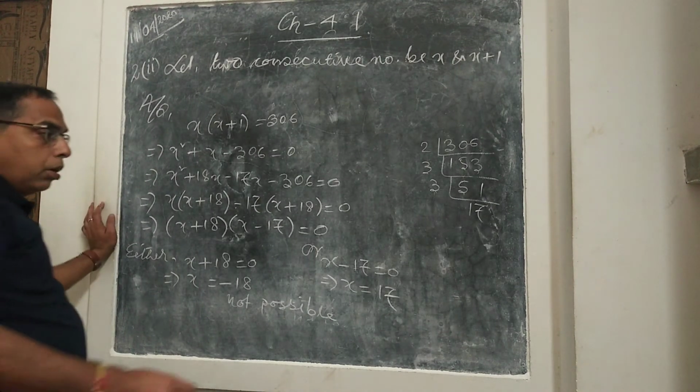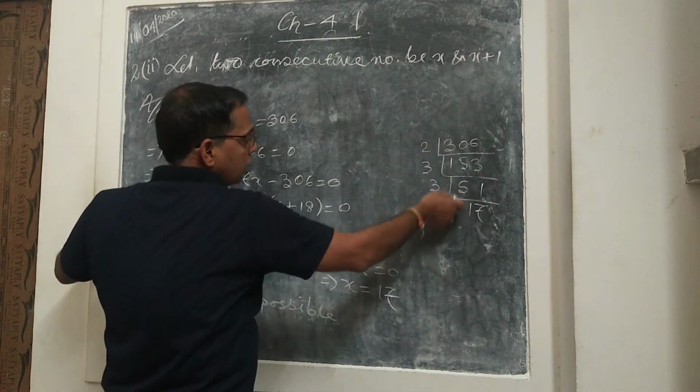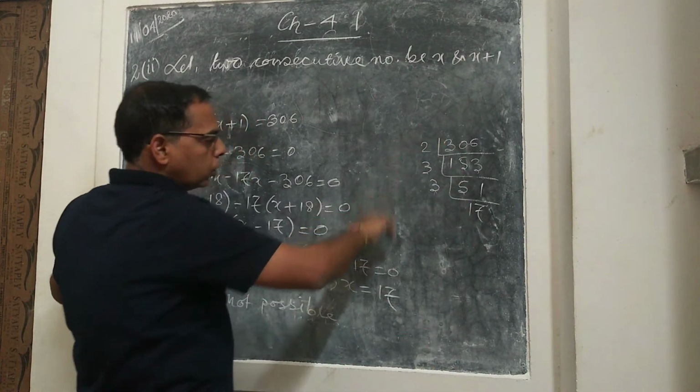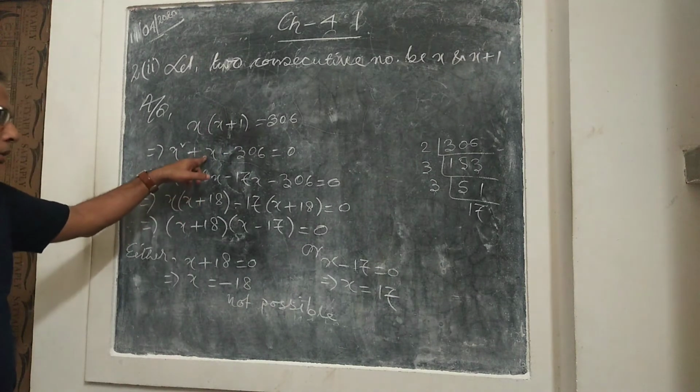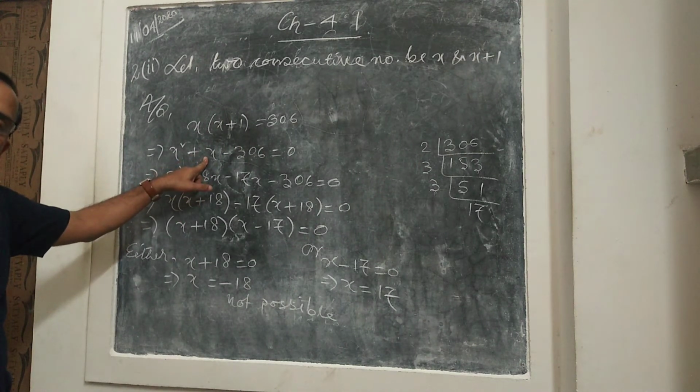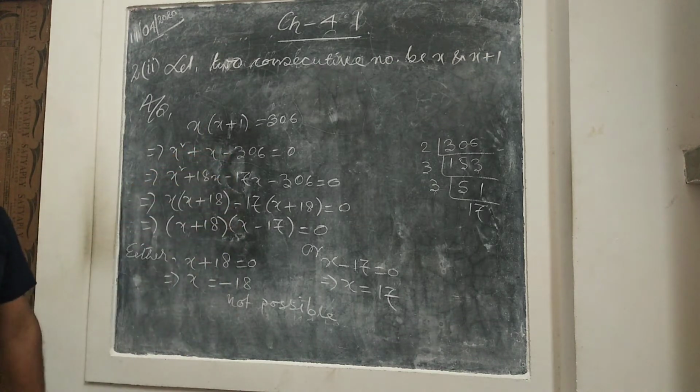Most important thing is that you have factorized and you adjust how to get that coefficient of the middle term as 1. According to that you have to adjust. Okay.